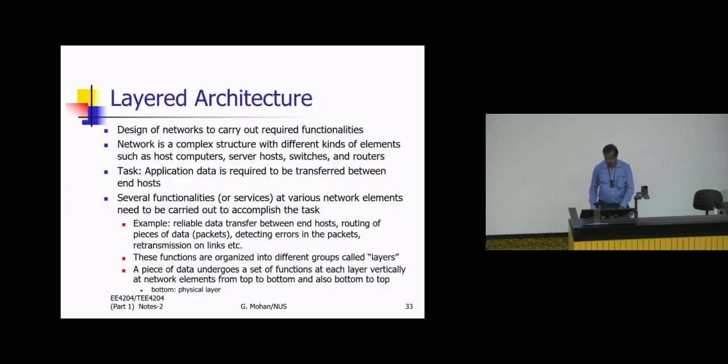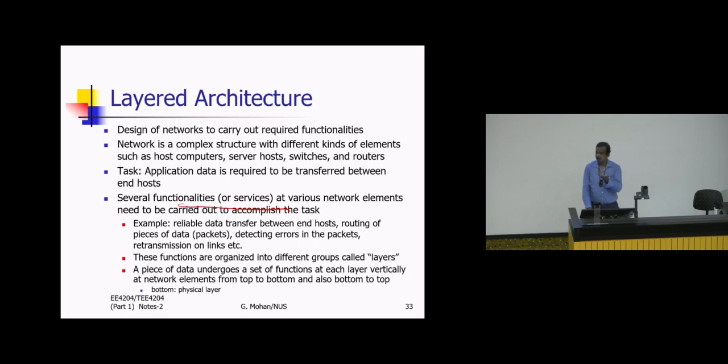For example, there are several functions or services carried out at different network elements or network systems. Some functions are carried out at your host, computer or phone. Some functions are carried out at the switch, at the router. So what are those services or functions? Just to name a few, routing. The message has to be routed, so we need the network to provide a routing function. And similarly, when we send a piece of data to another system through a wired or wireless link, there is a small probability that a bit may be corrupted.